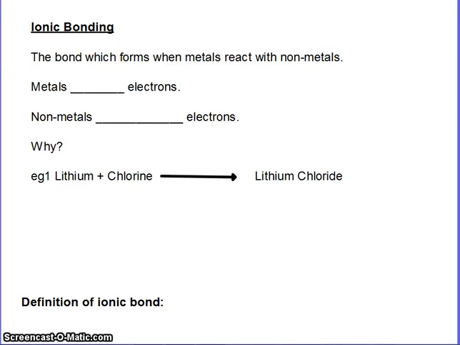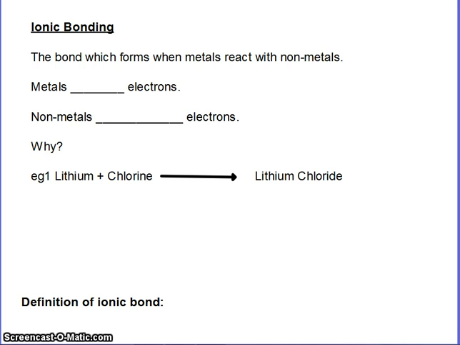Okay, so first video on ionic bonding, so we'll call it Ionic Bonding 1, originally enough. Make sure you have your periodic table in front of you because we're going to be referring to it throughout. So, ionic bonds are the bonds that form when metals react with non-metals.